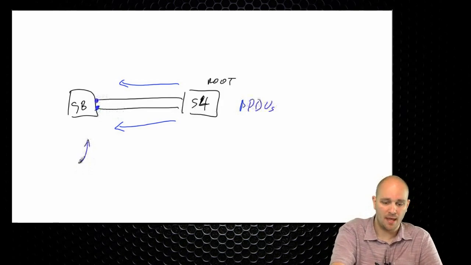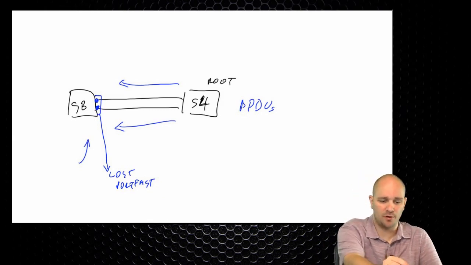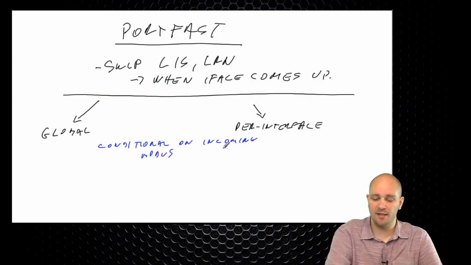So, for a very brief moment in time, both ports were forwarding, but then the BPDUs were received, and then these ports actually lost their PortFast status. So they are no longer PortFast ports. Why? Because the incoming BPDU removed that operational PortFast state. This is what I mean that they are conditional on incoming BPDUs.